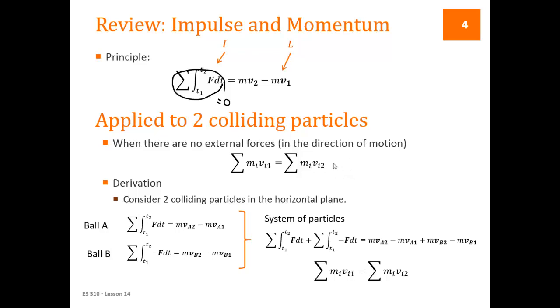So if we have two balls, for example, and they're rolling towards each other, each of them has a momentum, they hit, bounce off of each other, and they each have momentum afterwards. The sum of those two momentums is conserved. They're equal.